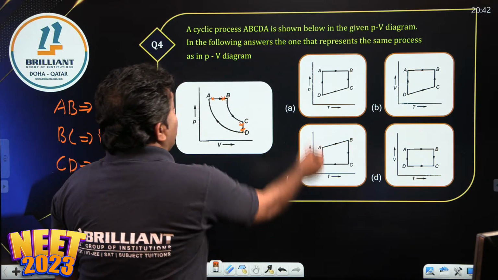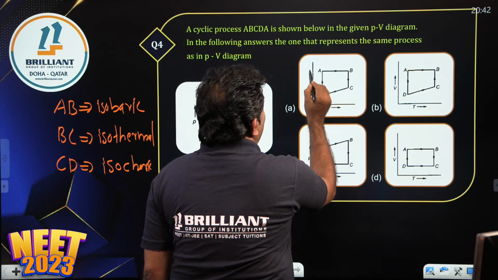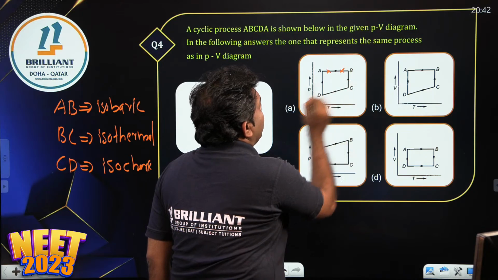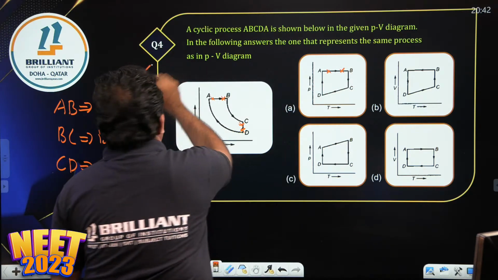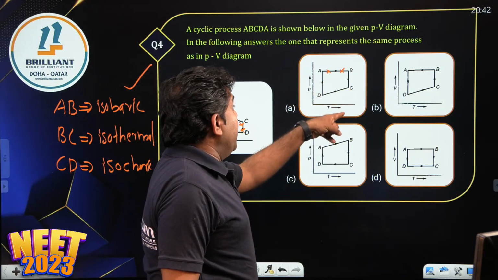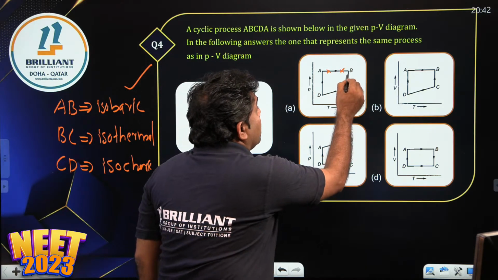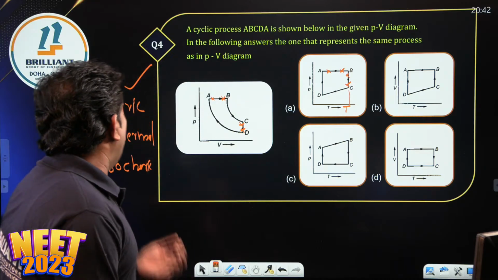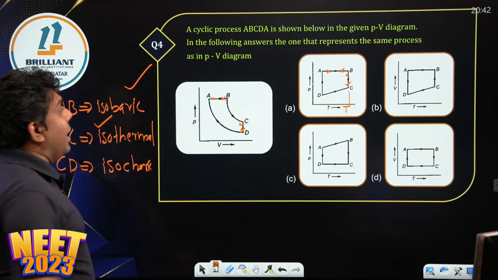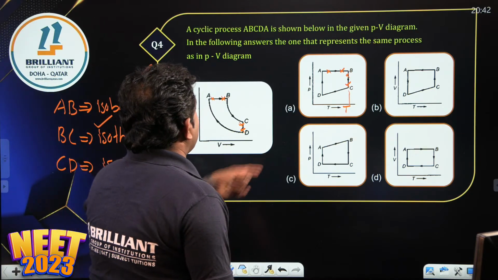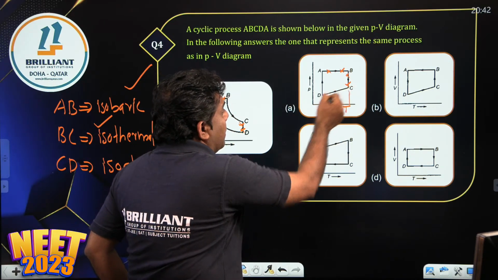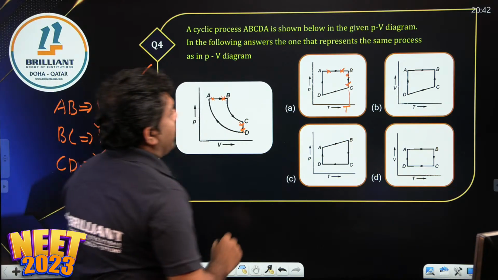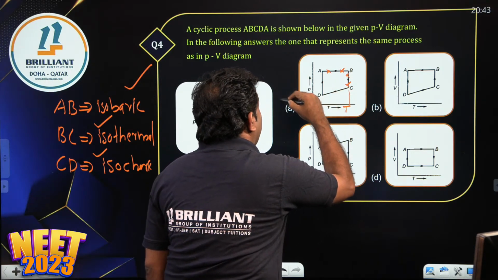Look at the first one, process AB. It's a PT graph. See the axis here, this is PT. So everywhere pressure remains the same, so we can say AB is isobaric, right? Now for BC, everywhere the temperature is the same, because this axis is temperature. So BC is isothermal. That's right. Then for CD, when temperature and pressure are directly proportional, CD is isochoric. So this is an option that we can put as right.